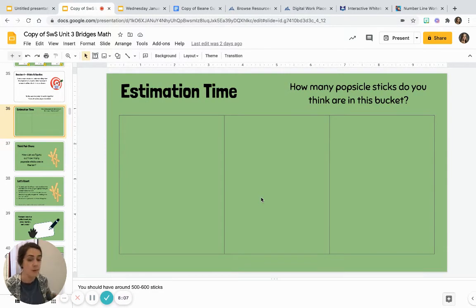to count. So remember all those popsicles that were in the bucket that were just scattered? Well, now I have all my bundles, so I can count by tens, and that will make it faster. 10, 20, 30, 40, 50. Did anyone guess 50? All right.